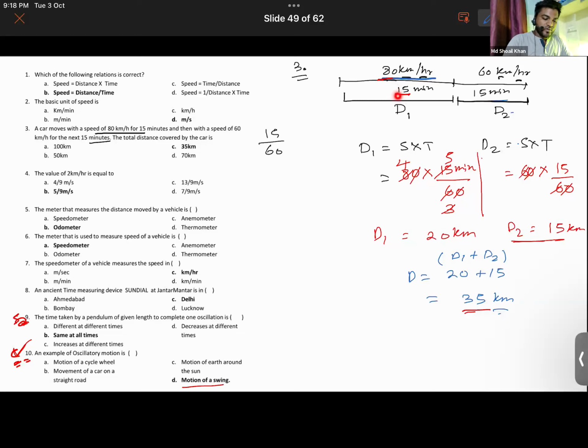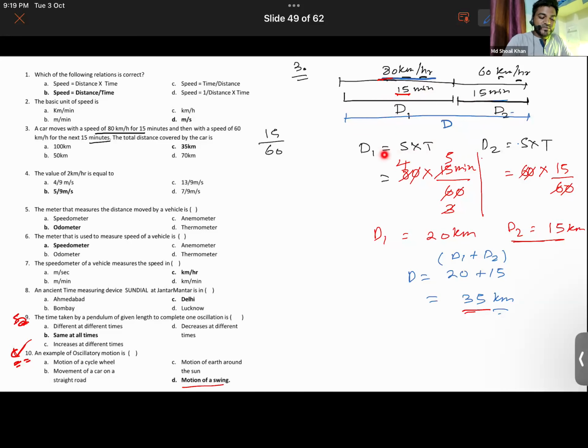A car was moving with a speed of 80 km per hour for the first 15 minutes, and then for the next 15 minutes it was moving at a speed of 60 km per hour. We need to find the total distance. So we divided the distance into two parts, d1 and d2. For the first 15 minutes, while the car was moving with this speed, the distance covered we assumed to be d1, and the next distance covered was assumed as d2.